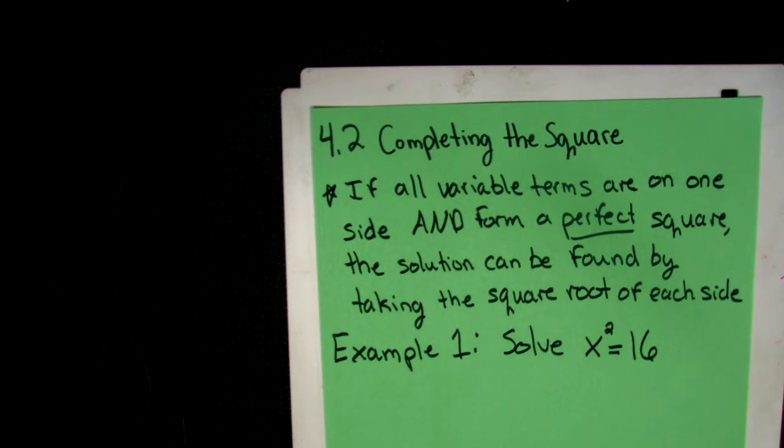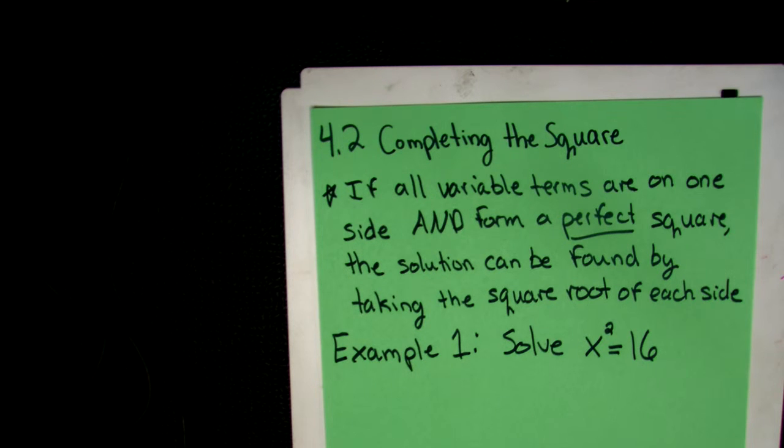In 4.1, we learned how to solve a quadratic equation by factoring and using the zero product property. In 4.2, we're going to learn another way to solve quadratic equations. This way is called completing the square. In order to complete the square, it's based on this concept.